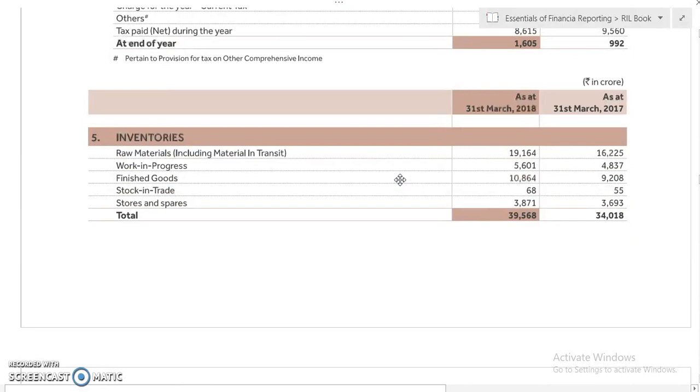The inventories. Inventories here, as you can see, comprise raw material $19,000, work in progress 5,000, finished goods 10,000, stock in trade, and stores and repairs. Now what we need to understand is how these are valued. There are a few principles we follow for valuing these inventories, for example the weighted average cost method, or first in first out, or you might be hearing last in first out. But most importantly, these inventories are supposed to be written down to the net realizable value.